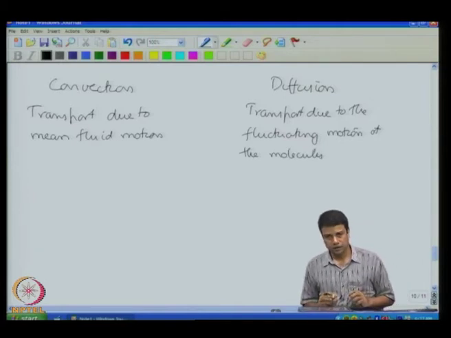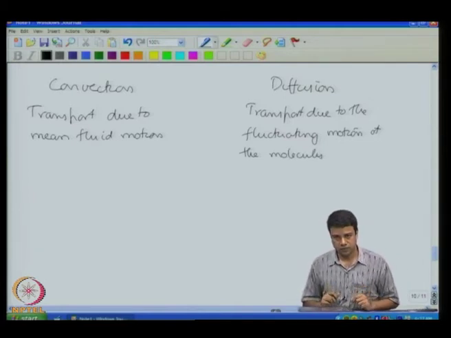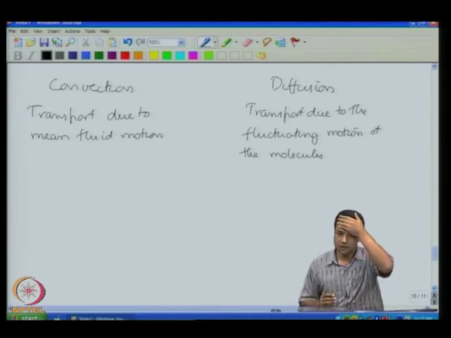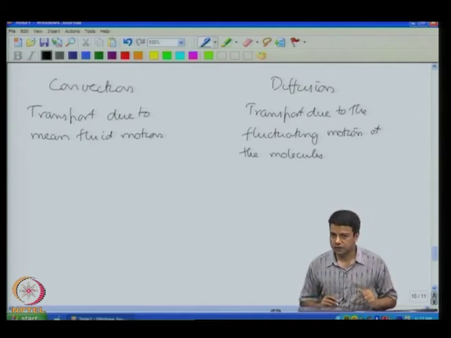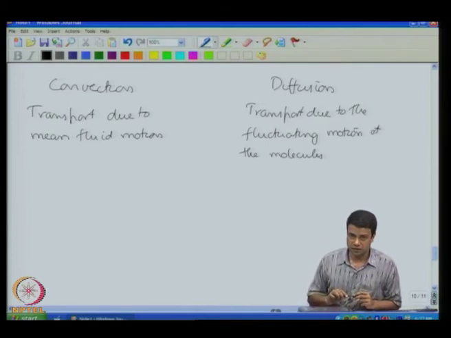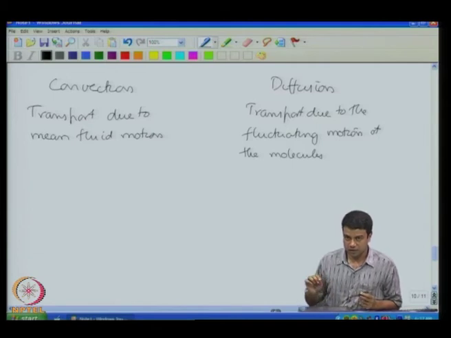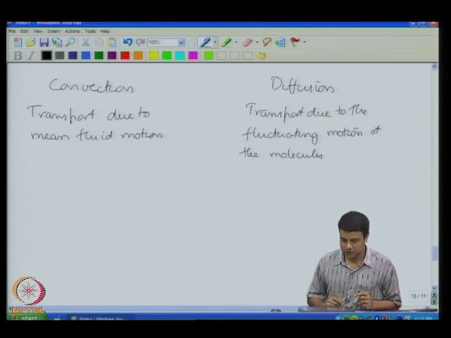In any fluid, the molecules are in constant motion. The fluctuating velocity is given by half mv squared equals 3/2 kT, and we will calculate that a few lectures down the line. But if you actually calculate it, the magnitude of the fluctuating velocity is of the order of 100 to 1000 meters per second. So, the molecules are constantly in rapid motion with very large velocity.